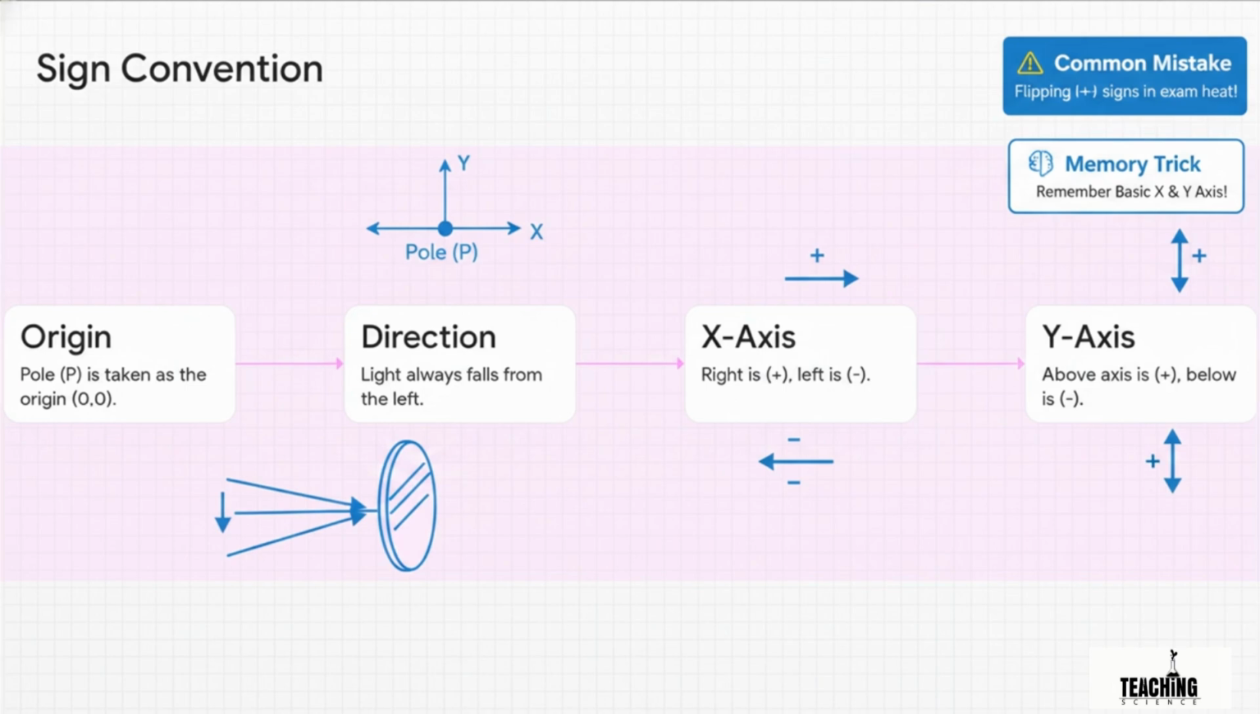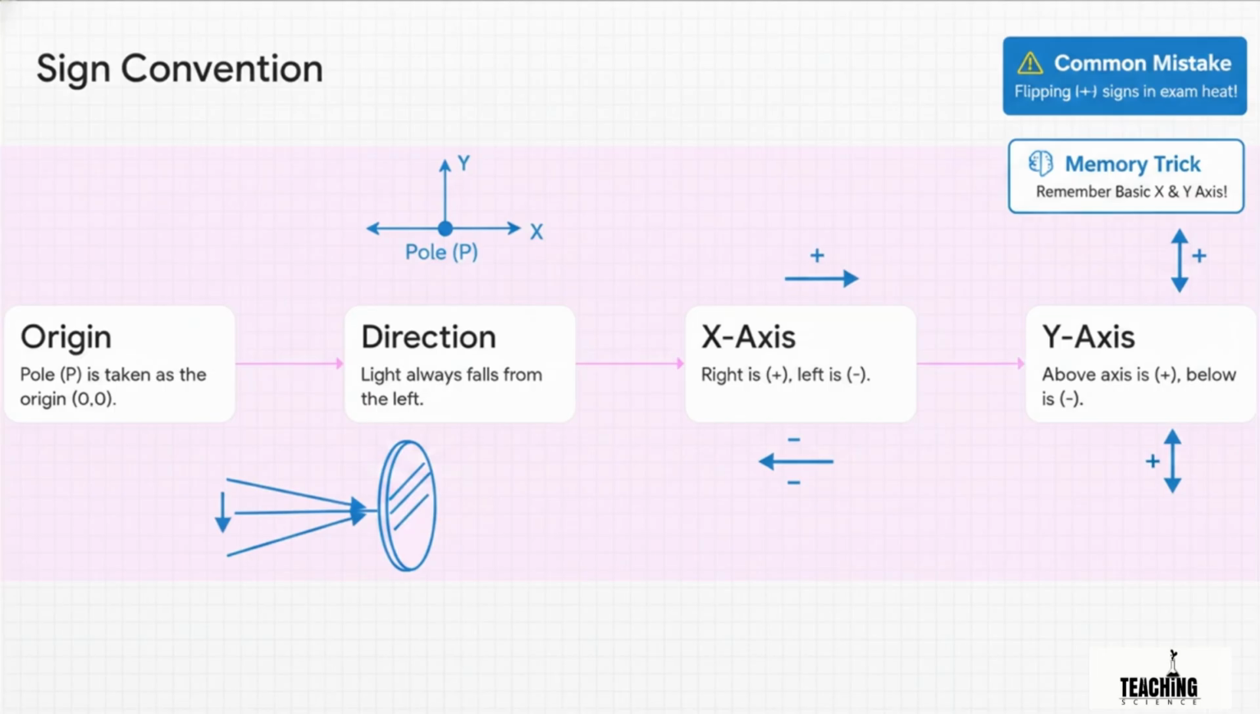Just imagine your mirror is sitting right on a regular math graph. The pole of the mirror is the center origin, 0, 0. We always place our object on the left side, so light falls from the left. Anything you measure to the right of the mirror is positive, and to the left is negative. Heights pointing up are positive, heights pointing down are negative.